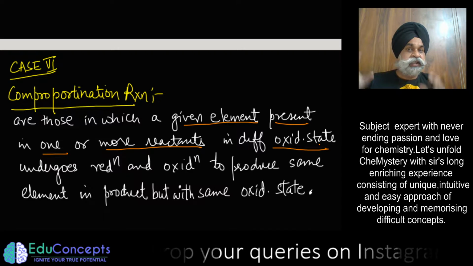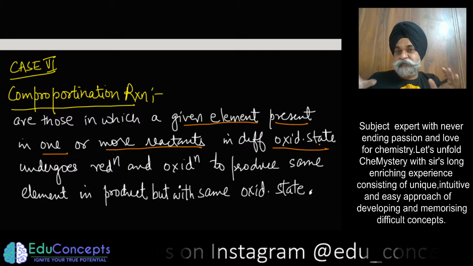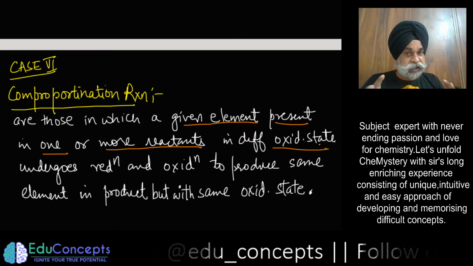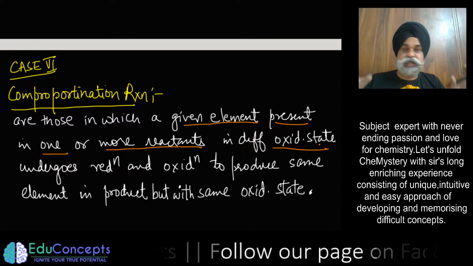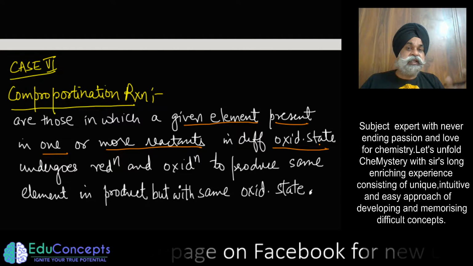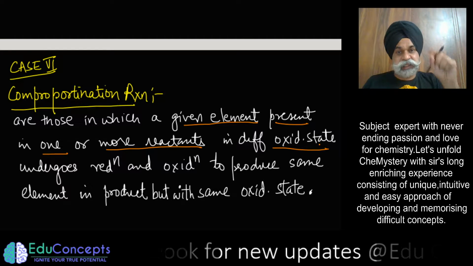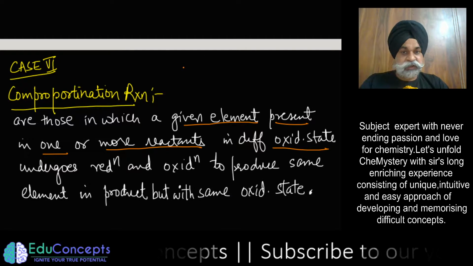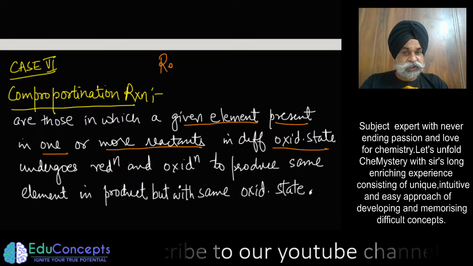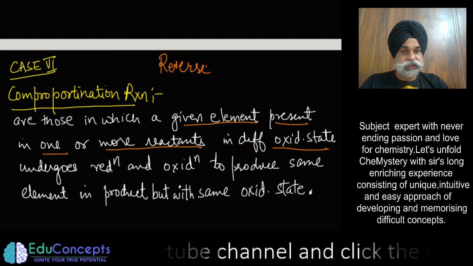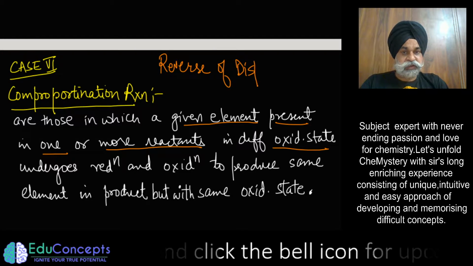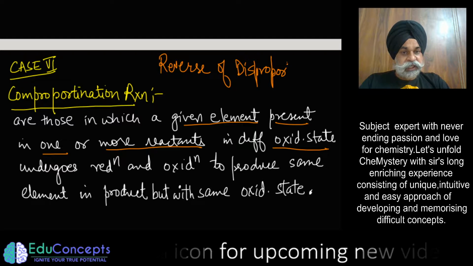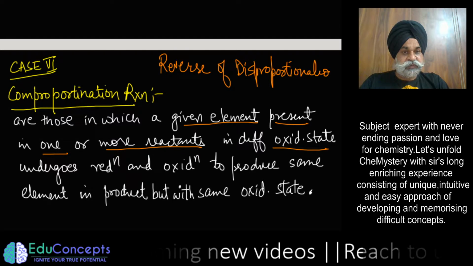What does it mean? एक एलिमेंट जो डिफरेंट ऑक्सीडेशन स्टेट्स का है और वो एक या डिफरेंट रिएक्टेंट्स में पड़ा है, दे टर्न अप टू गिव द सेम एलिमेंट in same oxidation state. So what I am trying to say, it is totally reverse of disproportionation reaction. So that also was a very interesting case of disproportionation reaction.